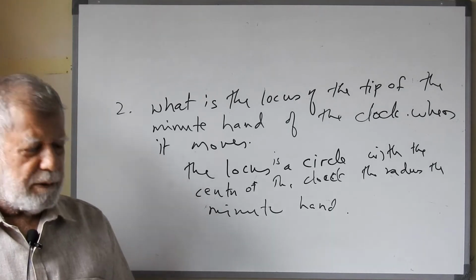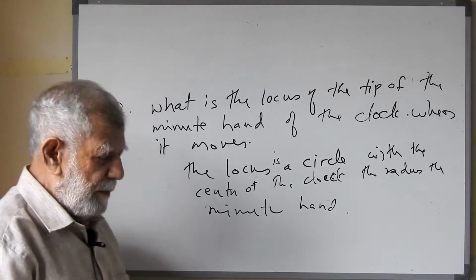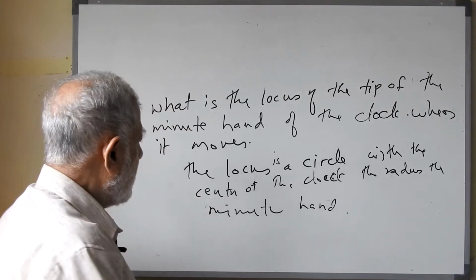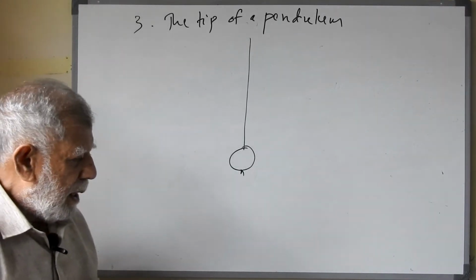So you can guess the answer. Whatever way you say, you will know the answer, that it should be a circle or a straight line. Now we'll take another example, children.